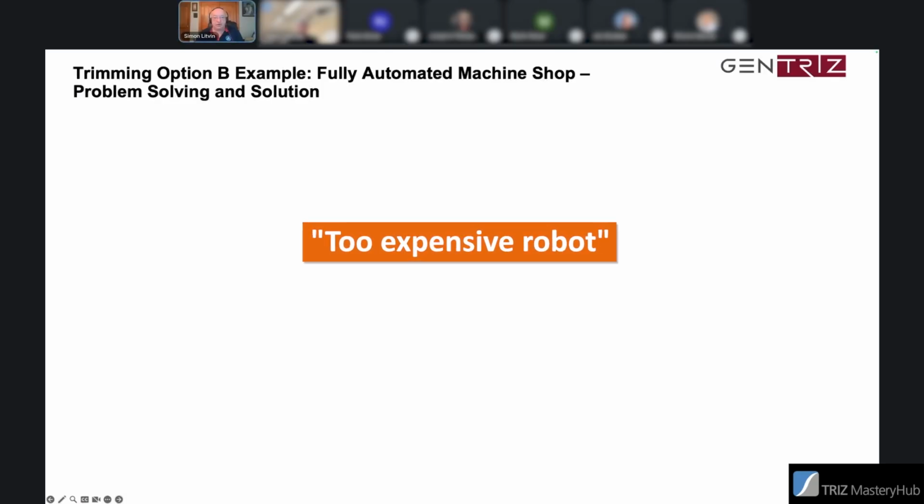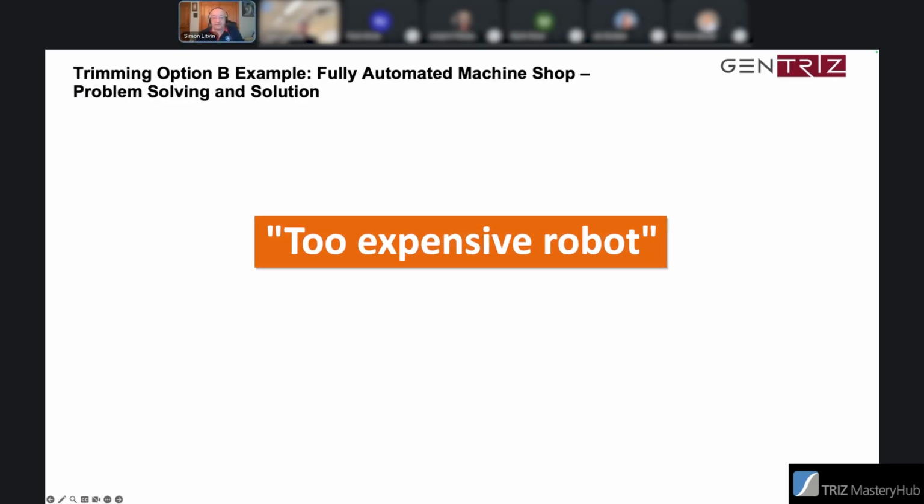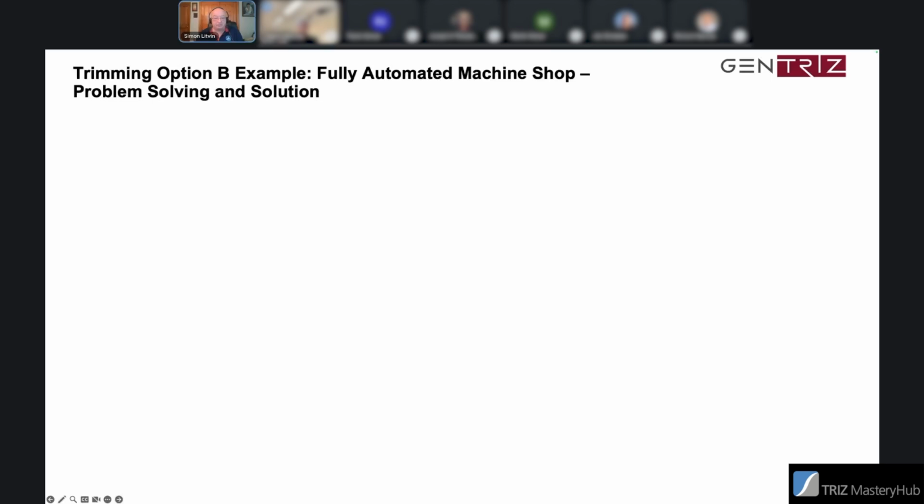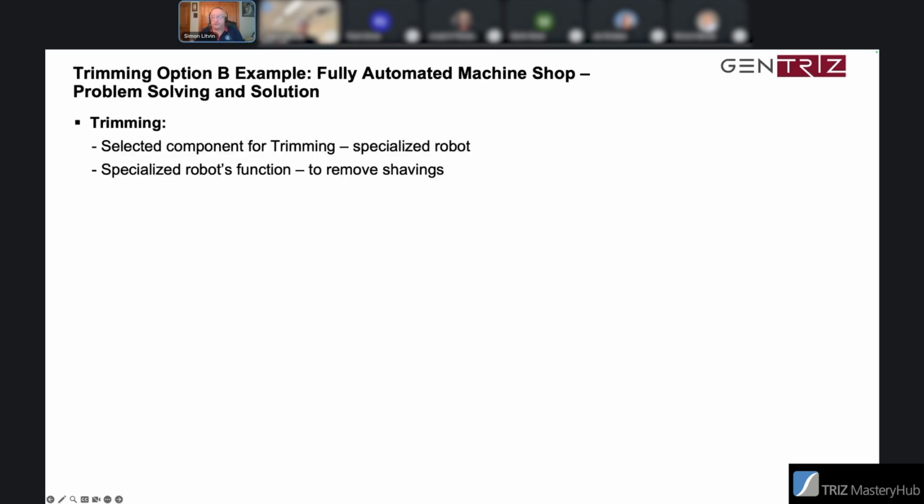Let's see how we apply trimming and address this problem. We should select the component for trimming, and the recommendation is that it should be the problematic component that has the most amount of problems and the most costly component. In this case, we are talking about the specialized robot, and we are not formulating the problem as how to reduce cost. It's trimming. We should completely trim this specialized robot.